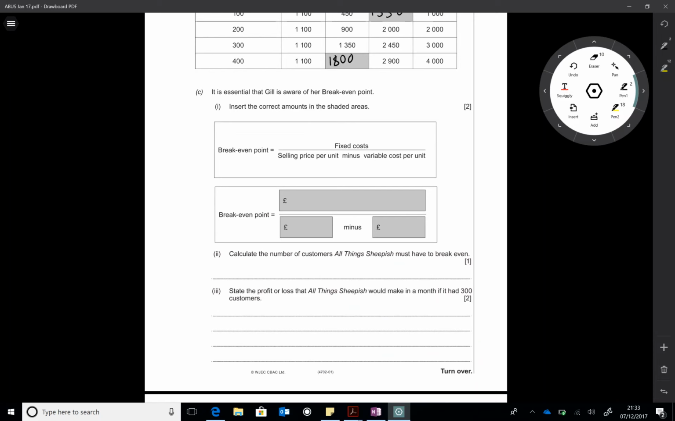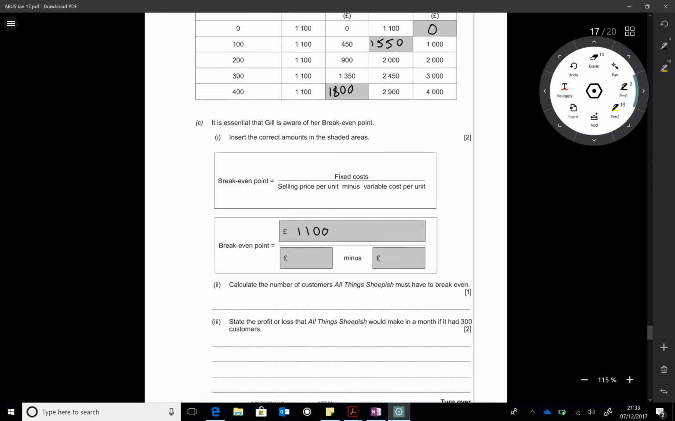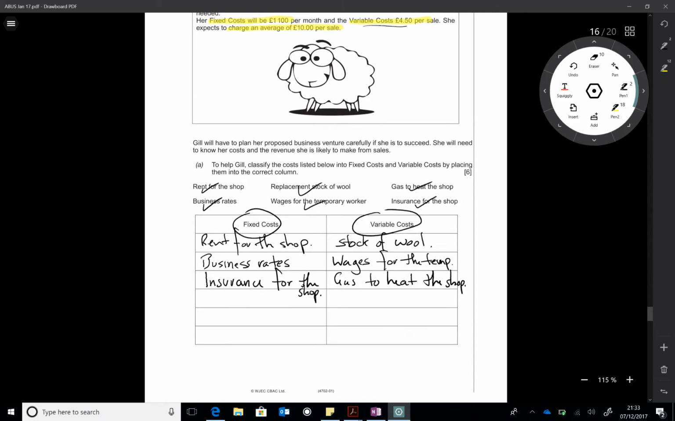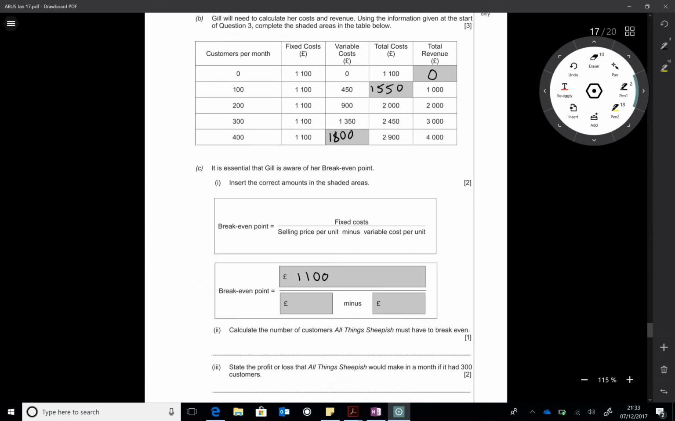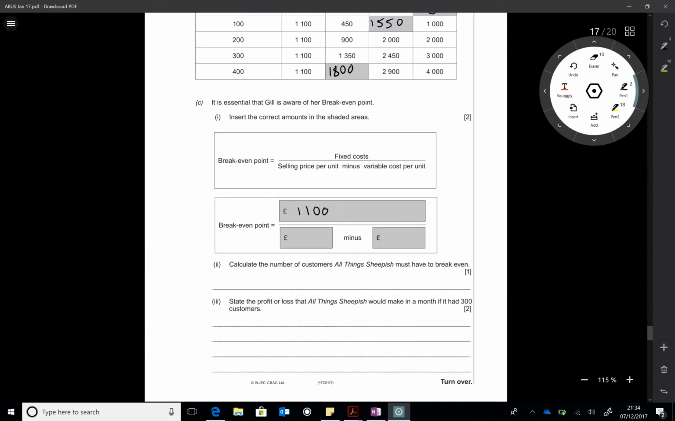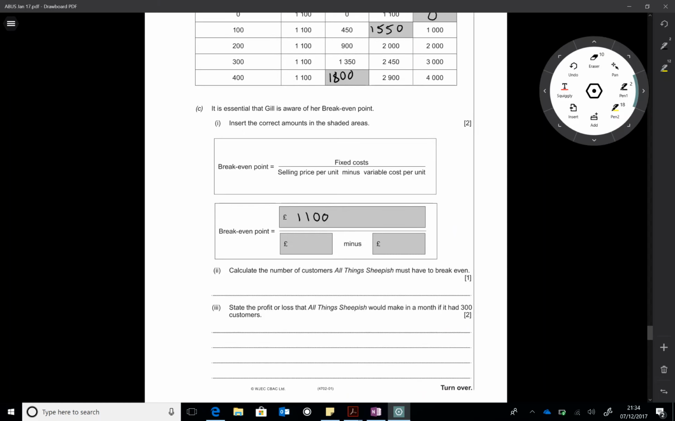From this, we come to a break-even point and a calculation that you're going to need to carry out. The formula is given to you, so again, it's a very straightforward question. We look at our fixed costs, the ones that don't change. In this case, we have £1,100. If you want to refer back to the text at the start, it gives you that information, highlighted. We then look at our selling price per unit, and as we've already discussed, that is £10 per unit.